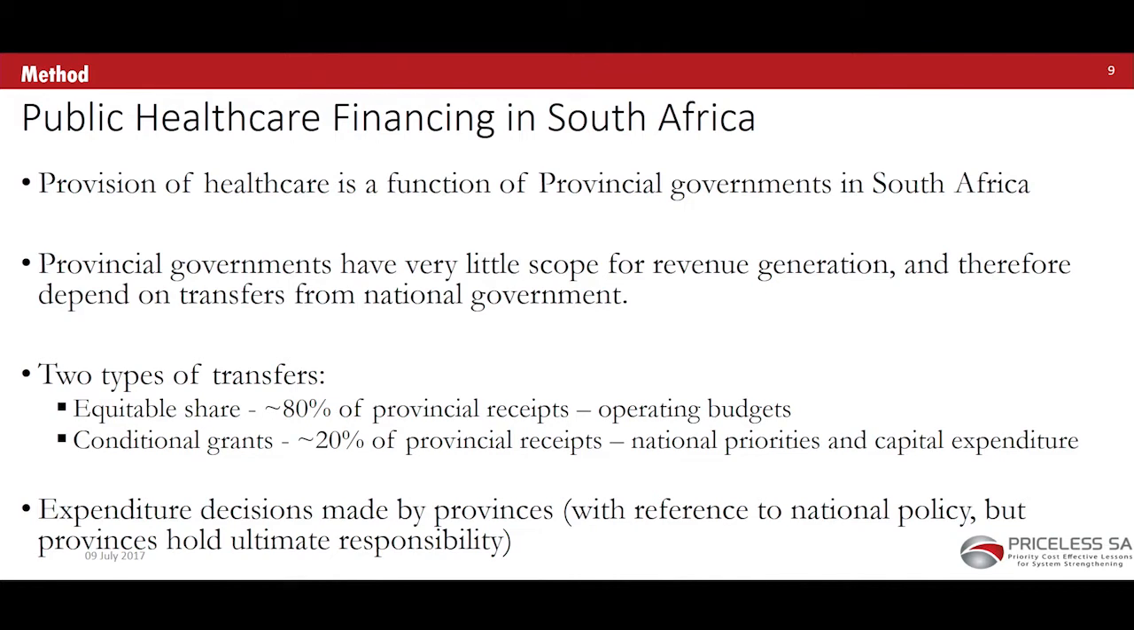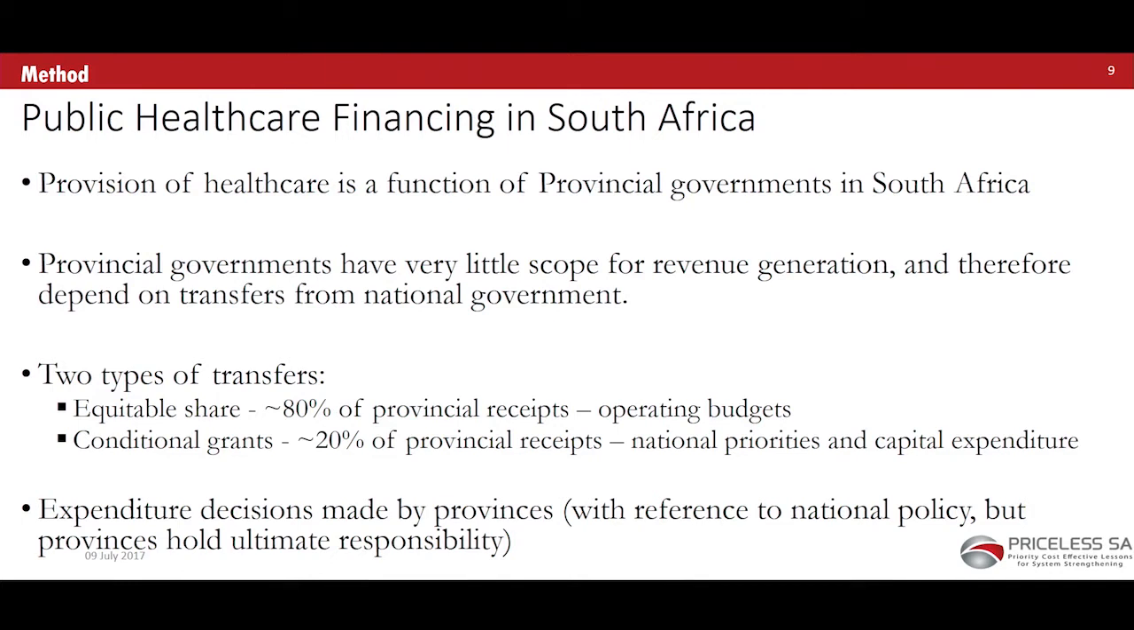I'll take a few minutes now to describe how we derive the instrumental variable. It's mostly obtained from what is called the provincial equitable share formula, which the national government uses in transferring funds, or in dividing revenue, across the nine provinces. The provincial governments have very little scope to generate their own revenue and depend on national transfers, which come in two forms. There's either the equitable share, which constitutes 80% of the total receipts from the national government, and conditional grants, which account for 20%.